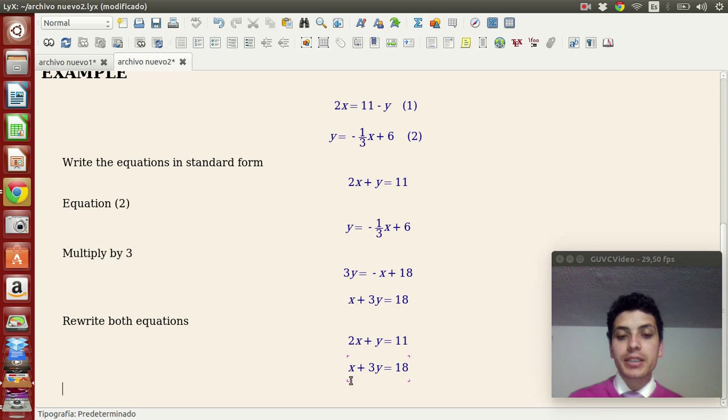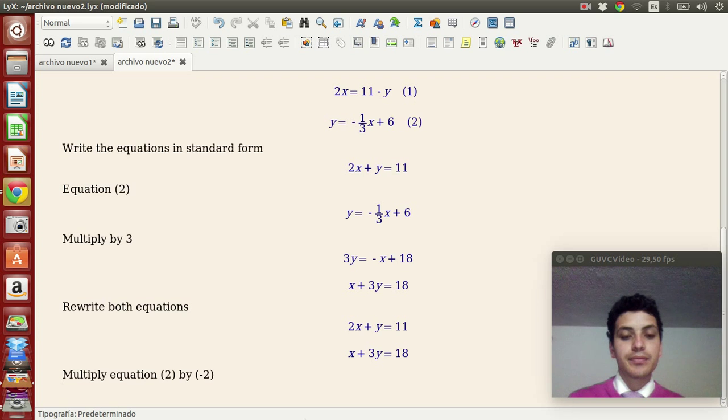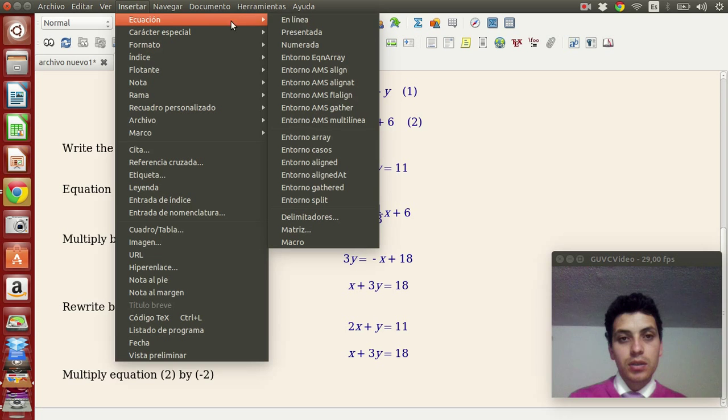So I'm gonna choose x. I have 2x and here I have x, so I can multiply equation number 2 by -2. Okay, let's see what's gonna happen.